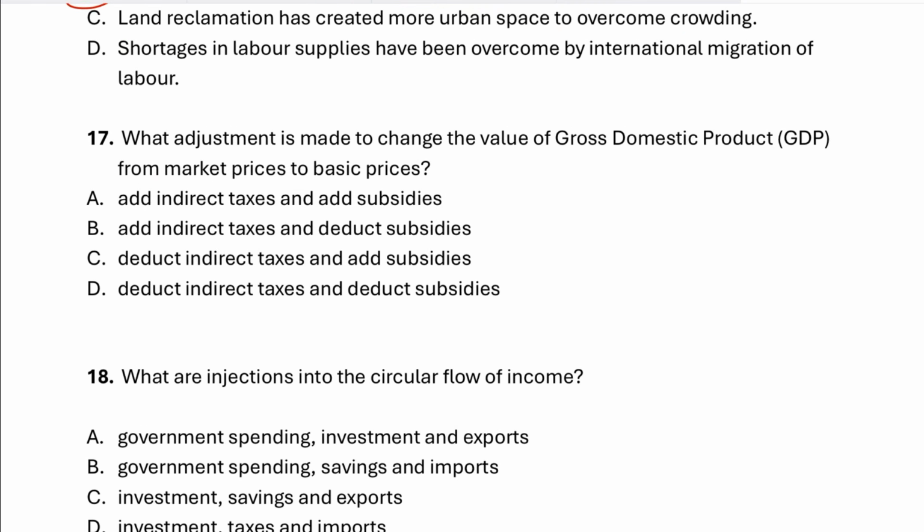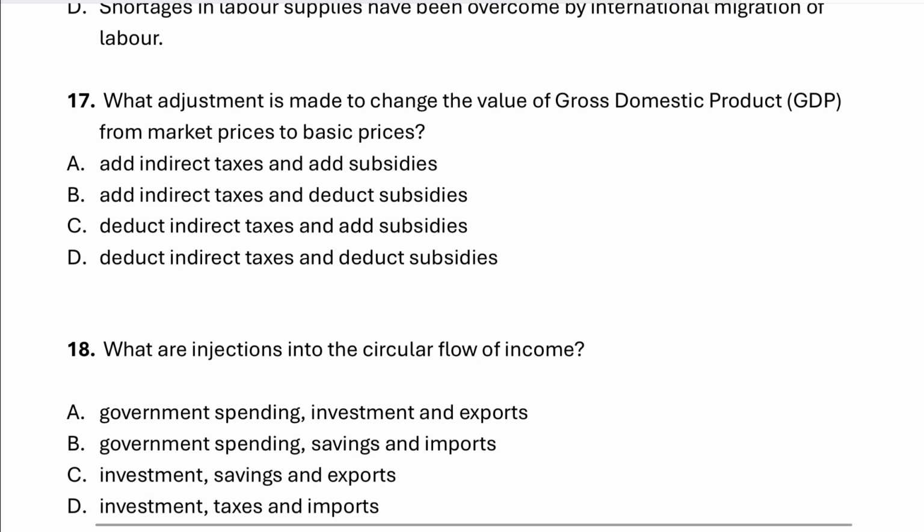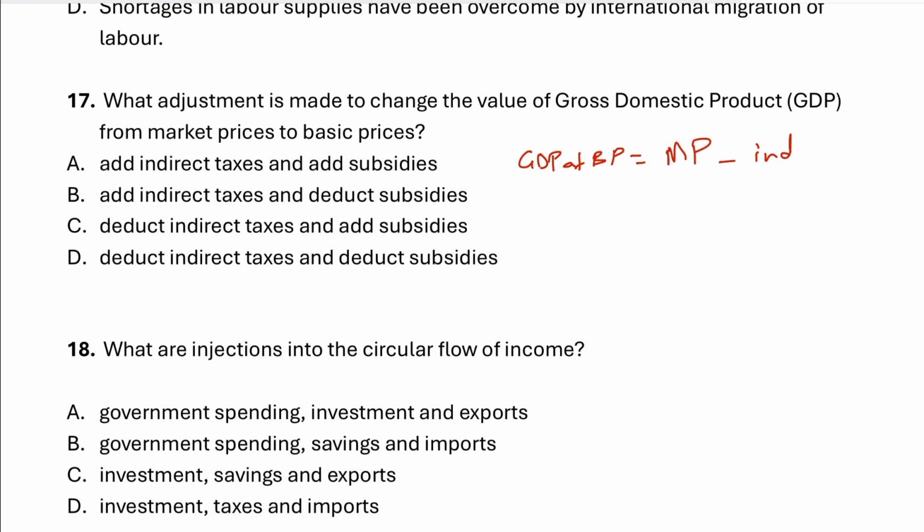Question 17 says what adjustment is made to change the value of the GDP from market price to basic price. The formula that was taught to the students, which was also in the formula sheet, is that GDP at basic price would equal the GDP at market price minus the indirect tax plus the subsidy. So we need to deduct the indirect tax and add the subsidy. If you look at the answer options, the correct answer is C for Charlie. You deduct the indirect tax and you add the subsidy.